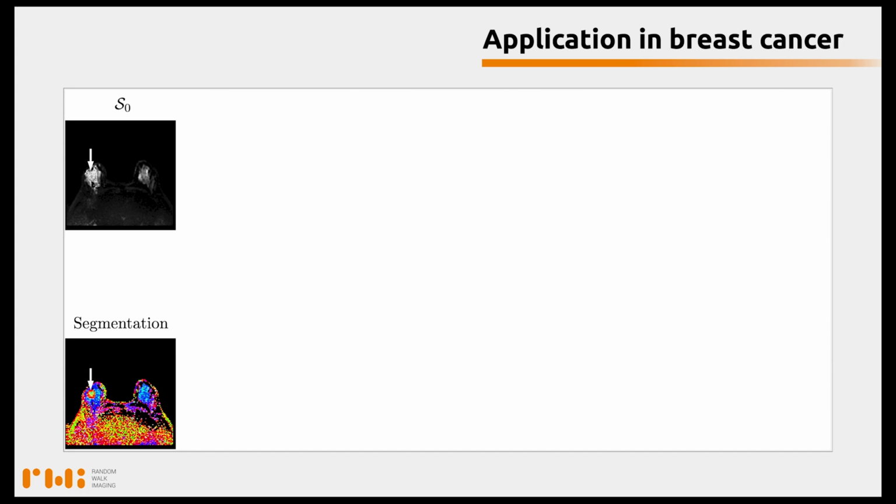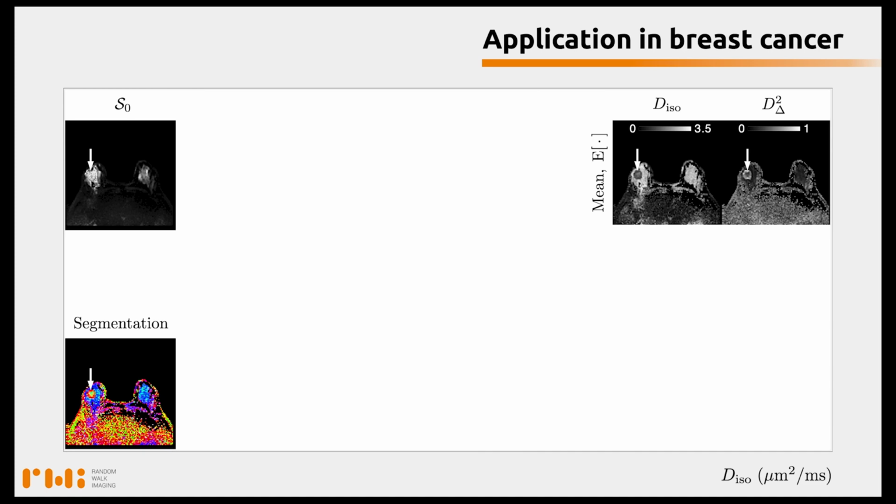Beyond the S0 and the segmentation maps, other maps can be defined based on the distribution of diffusion tensors retrieved within each voxel. For example, here you have the average, the iso, and the delta square maps. So this is the mean diffusivity map, and this is the microscopic anisotropy map. You can see that the tumor features a very low mean diffusivity compared to the healthy breast tissue, and here you can retrieve this shell of fibrous tissue in the microscopic anisotropy.